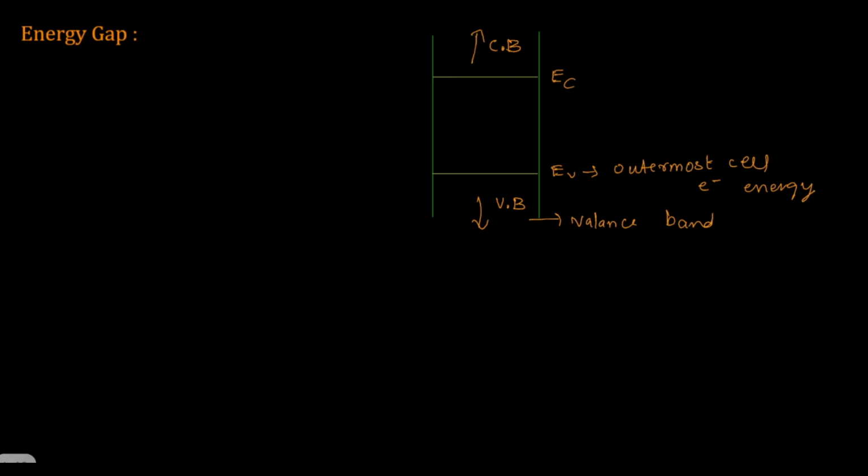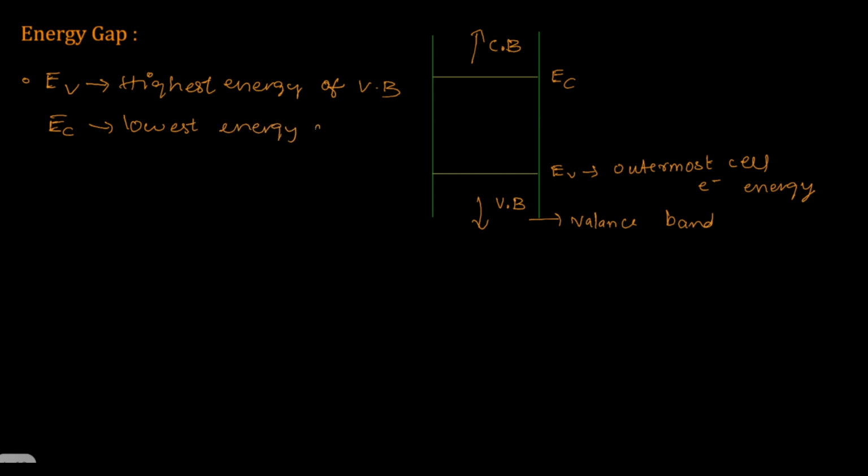So first, I will say what EV is and what EC is. EV is the highest energy of the valence band, and EC is the lowest energy of the conduction band. So here I have said what electrons will be present in the valence band.